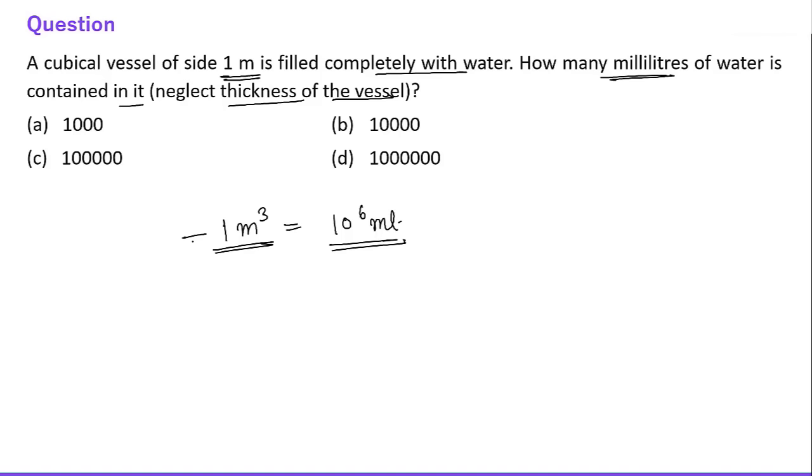So the volume of water will be 1 meter cube, and this is equal to 10 raised to the power 6 milliliter, right? So this is 10 raised to the power 6. Okay, fine. So this is the correct choice. Option D is the right choice. All right. Now let's move to the next question.